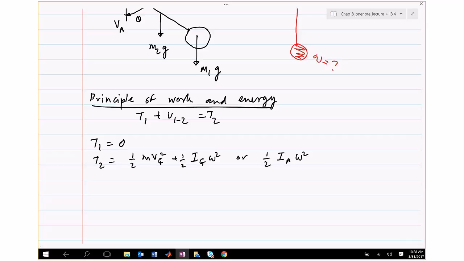Now I'm going to show you that this formula actually reduces to that formula. Okay, they're equivalent. I did it for a different problem. I did it for the spinning disk. So let's write this expression here.